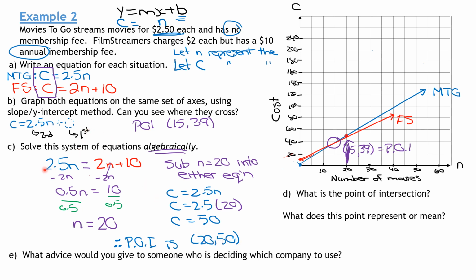So this is your really important first step that you understand here. When solving algebraically, you want your two equations to equal each other. Just like here, we were looking for where our two lines were equal to each other.